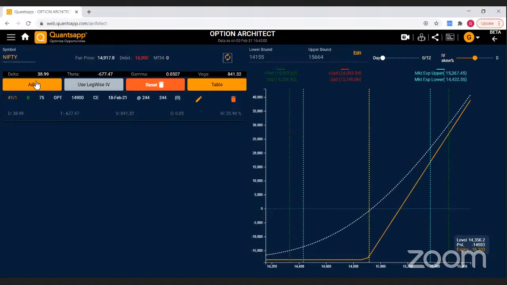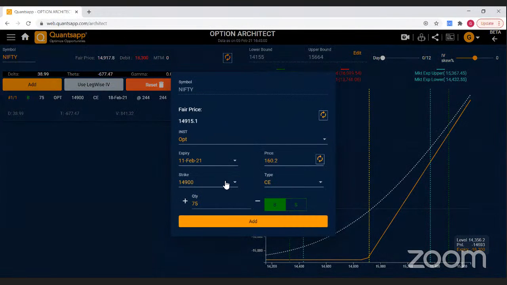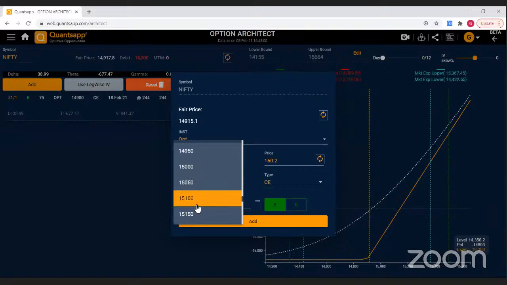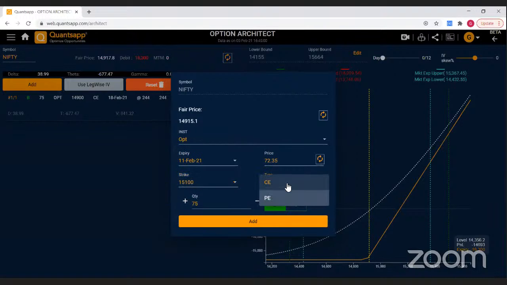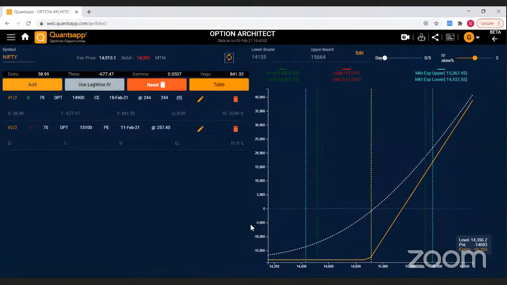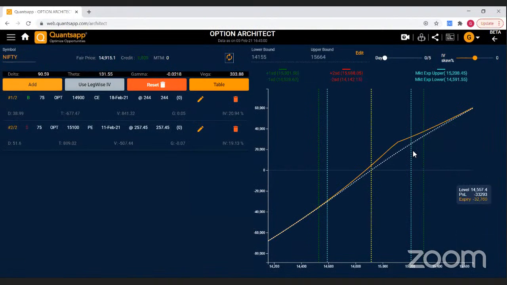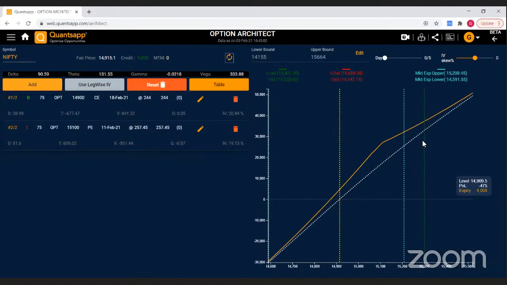So now let's add one more leg. I don't know, I'm just going to randomly add one leg. So say I add a 15,100 put option, I'm selling it. This is my leg. So now you can see the payoff here.